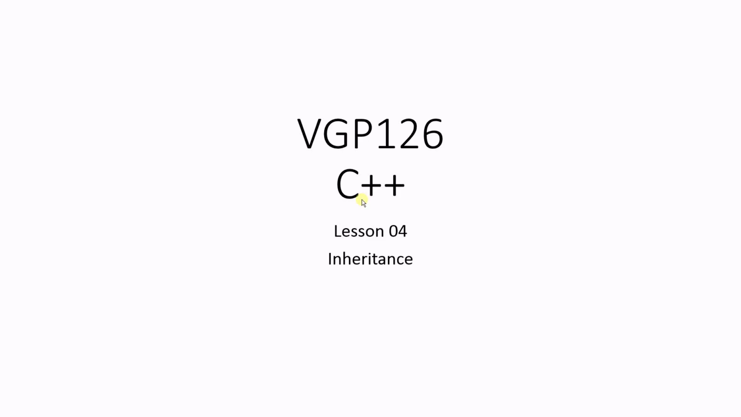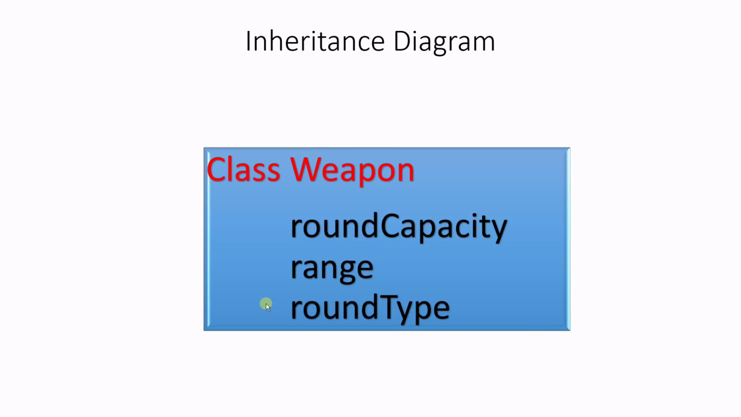Hello, this video is going to be about inheritance. But before we get to inheritance, let's take a look at some examples of classes. Let's say you have a class called weapon, and inside this class you need some variables. You need a round capacity, range, and round type for whatever weapon you have.